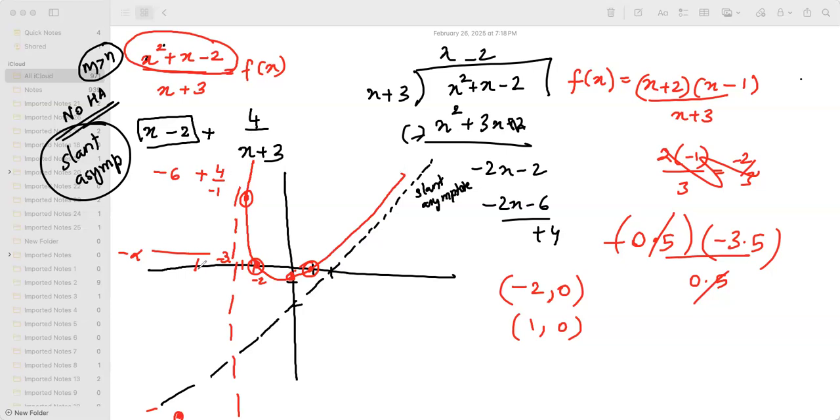Similarly, you have to plot some more points in this interval and find out the graph. You will have a graph like this. Am I making sense here? Anything you can say, please.